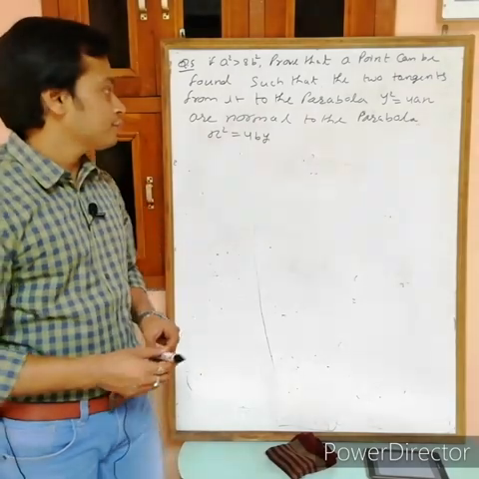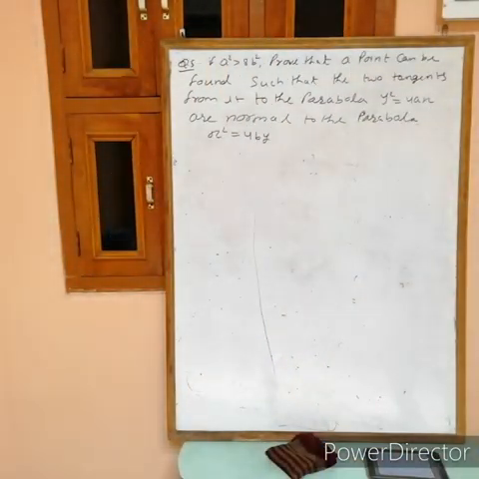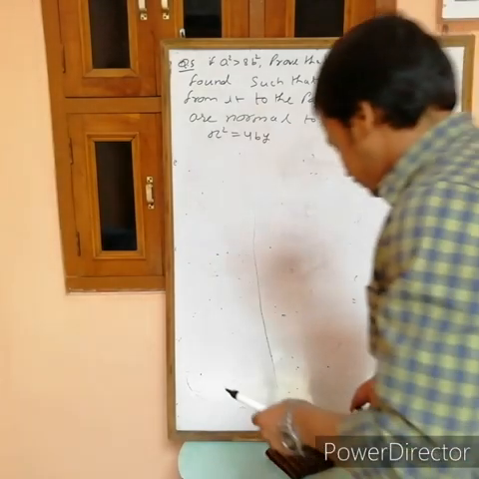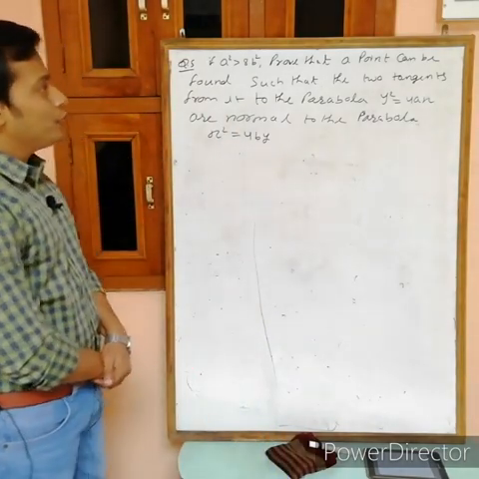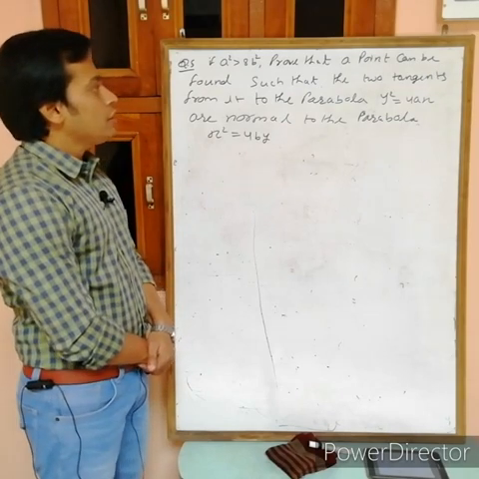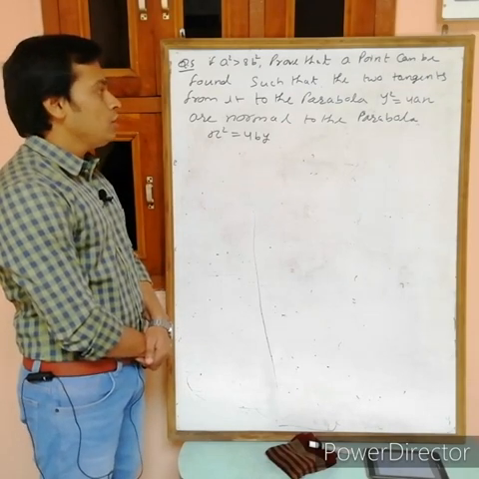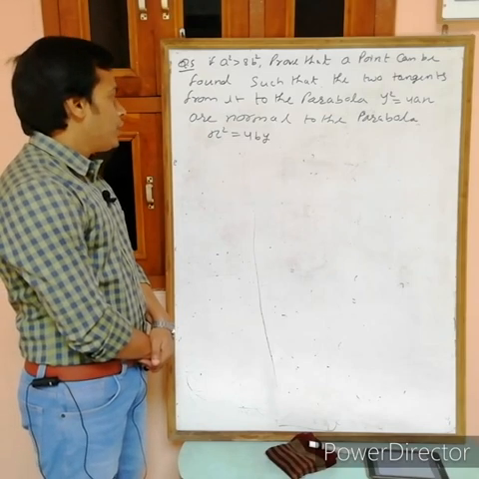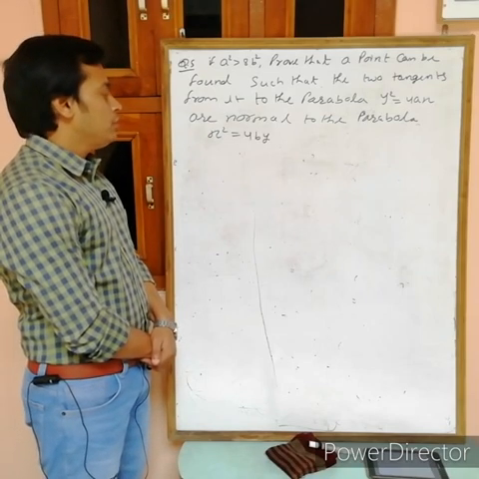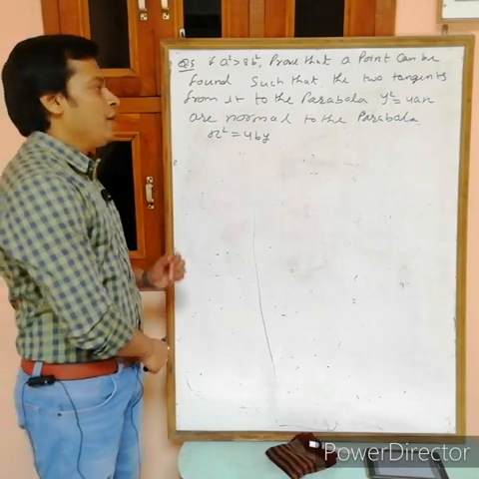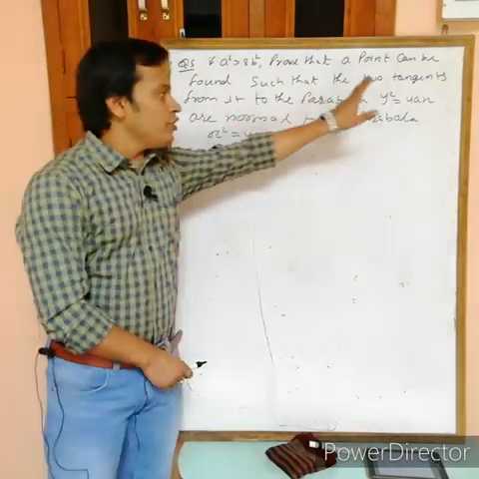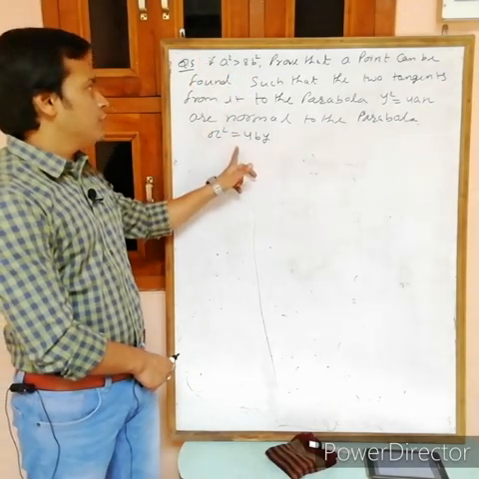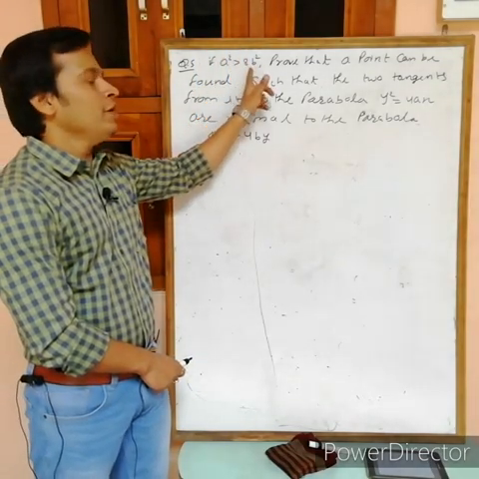Okay, done. Now see, if a square is greater than 8b square, then prove that a point can be found such that the two tangents from it to the parabola y square equals 4ax are normal to the parabola x square equals 4by. Actually, the meaning of this question is that we have to just prove that two tangents of this parabola become normal to this one if a square is greater than 8b square.